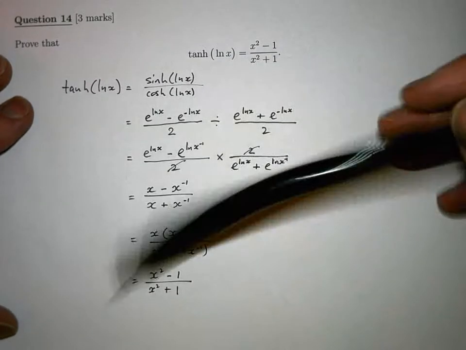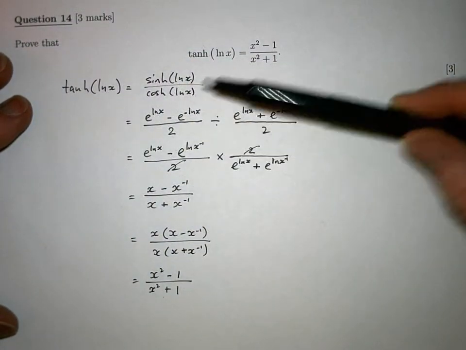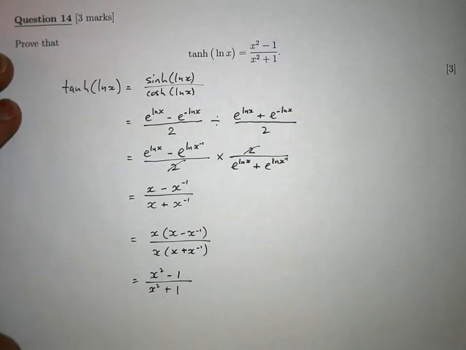And here you've got a series of steps. 1, 2, 3, 4, 5, 6. Each one follows logically from the previous one, and it proves that the left-hand side is equal to the right-hand side.